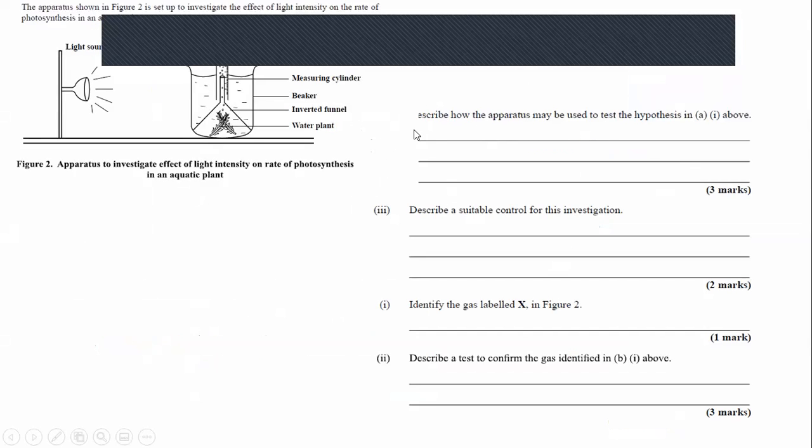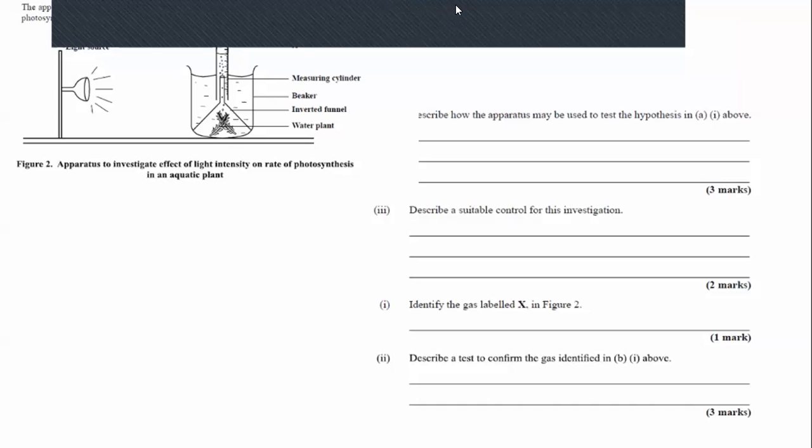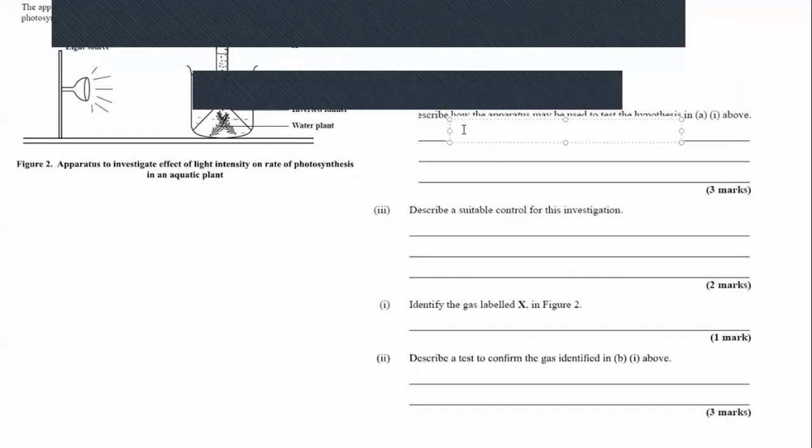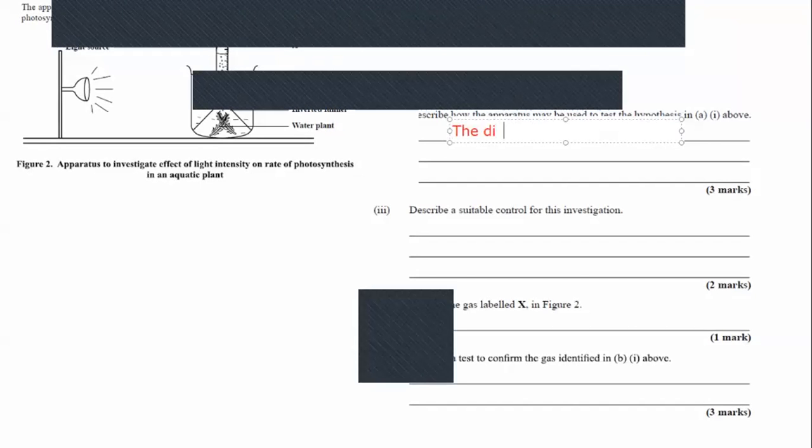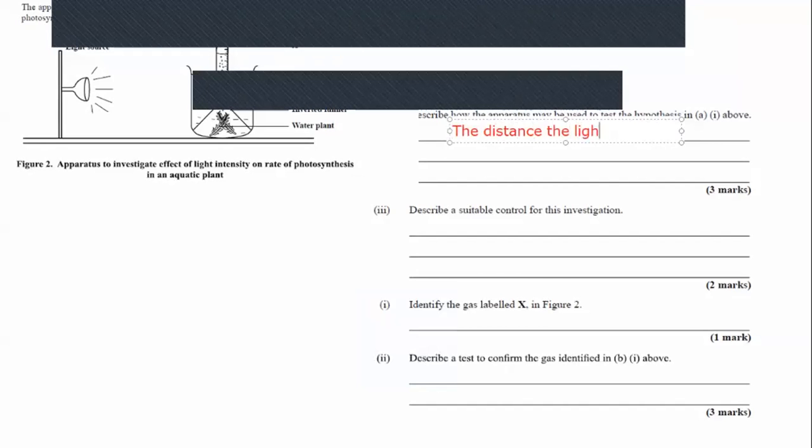Now it says describe how the apparatus may be used to test the hypothesis. So they gave us a light source, measuring cylinder, beaker, inverted funnel, and water plants. You would bring the light over time. All right, let me write that down because you're on the right track. And a certain amount of bubbles could be counted. All right. So the distance of the light source.